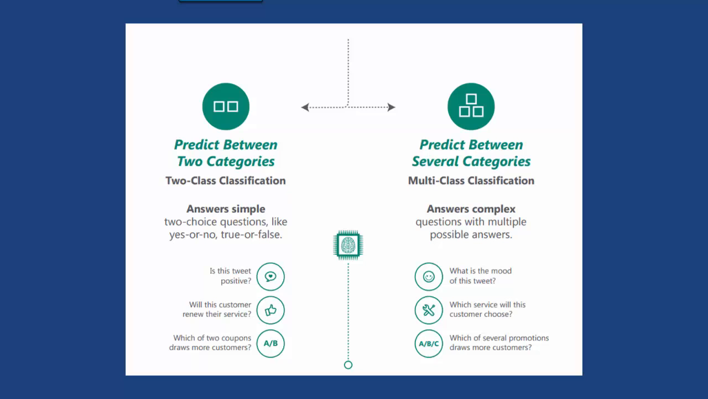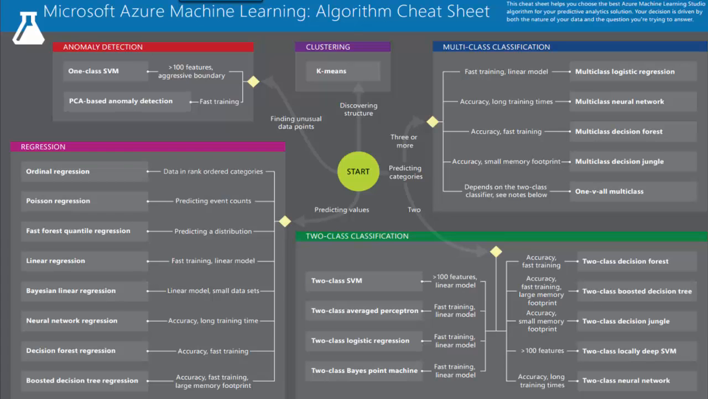Now that we've covered the 4 different categories, there is a beautiful cheat sheet which essentially talks about what the different algorithms are which exist and which one you should use. As you can see, the different kinds of algorithms are categorized under the colorful boxes. The first one you can see is anomaly detection on the top left, with 2 kinds of algorithms. In clustering, it's k-means. Multi-class and two-class have a pretty big list of algorithms.